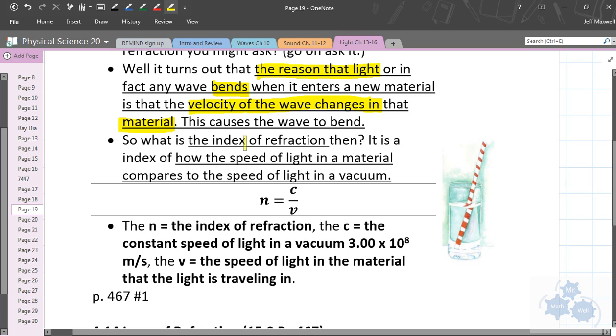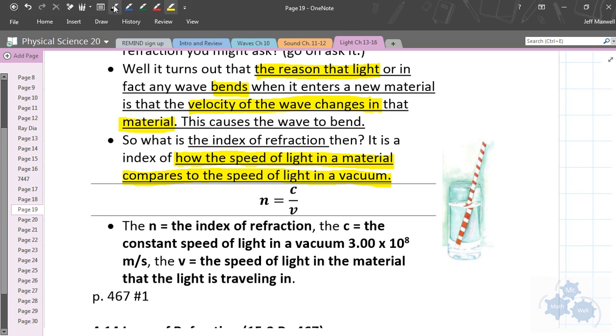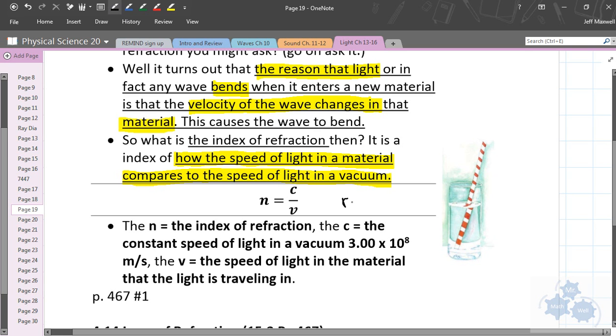Okay, so there's that picture of the glass again here for you to look at while we talk about this. So the index of refraction is basically a ratio of how the speed of light in that material compares to the speed of light in a vacuum. It's a ratio, really. N is the index of refraction in this little formula right here. This is the formula for calculating the index of refraction.